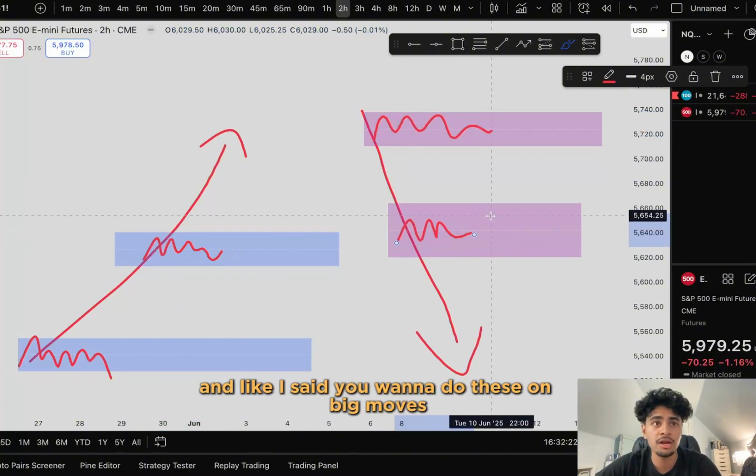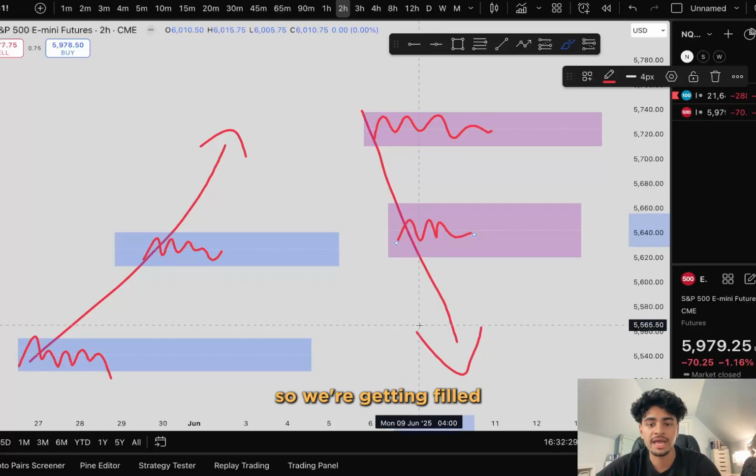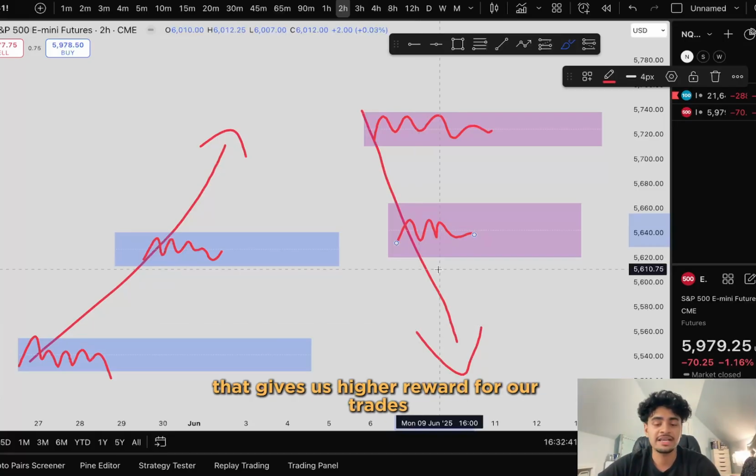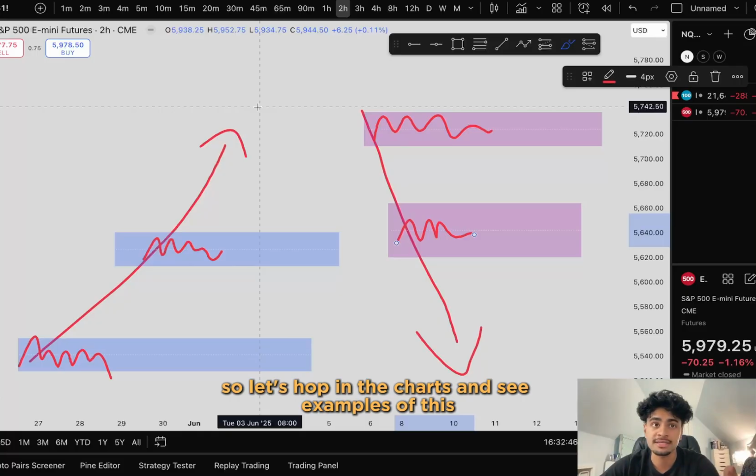And like I said, you want to do these on big moves because these are where banks leave out orders, and we're basically trading with the banks. So we're getting filled exactly where they're getting filled. That gives us a higher reward for our trades for a minimal amount of risk. Okay, so let's hop into the charts and see examples of this.